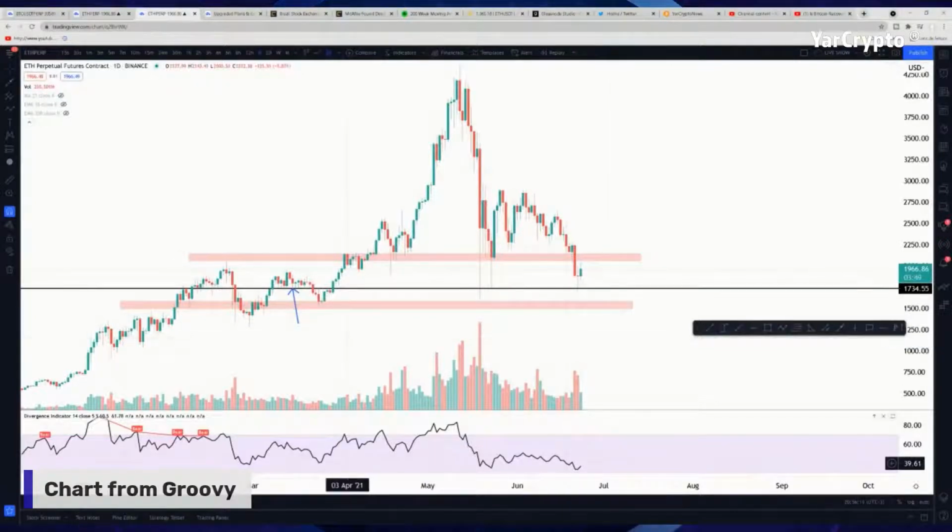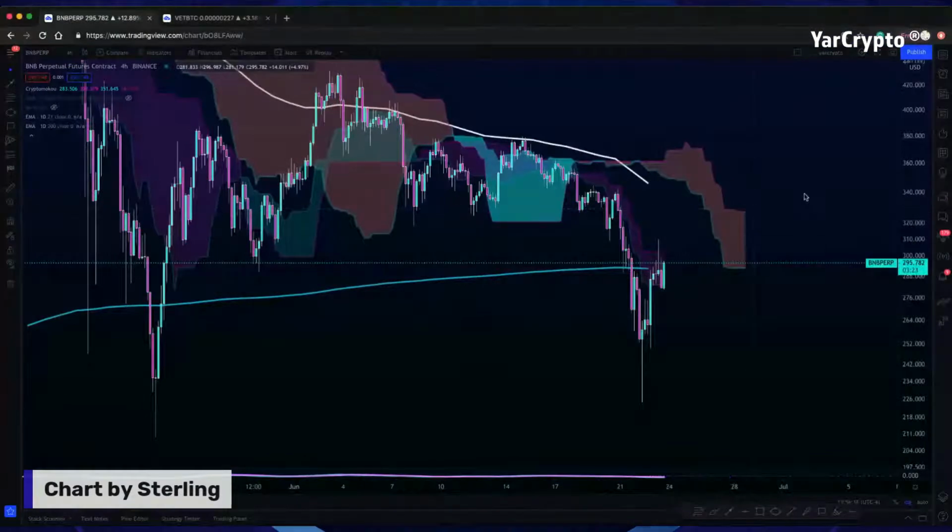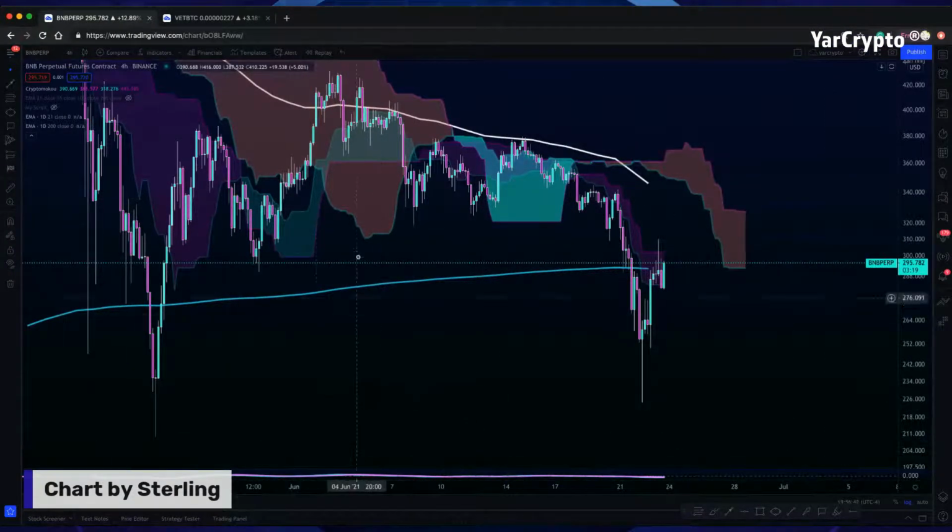Gotcha. I'm feeling the same way about a lot of alts right now. But I'm seeing some interesting things also on BNB, and if you want, I'll show my chart for BNB really quick. Sure, go on. I was seeing this double bottom structure along with us breaching that 200 daily EMA ribbon.